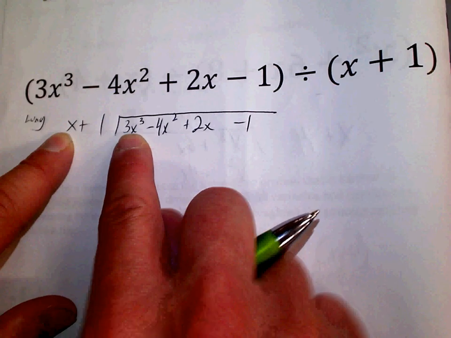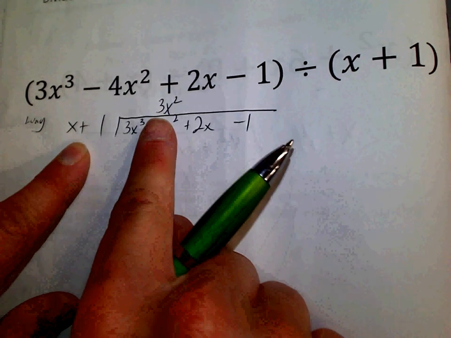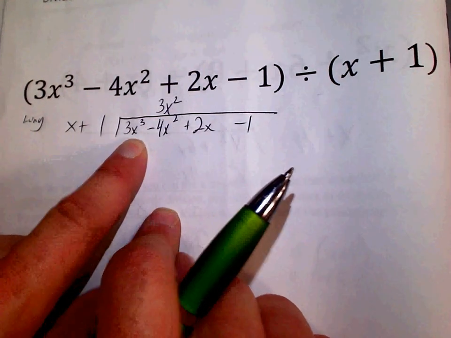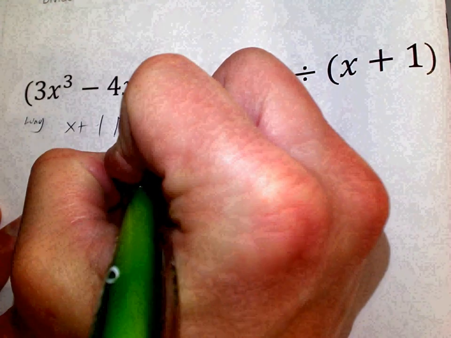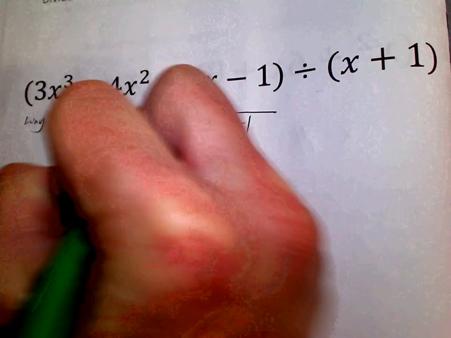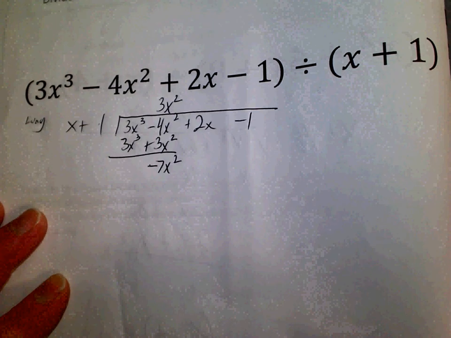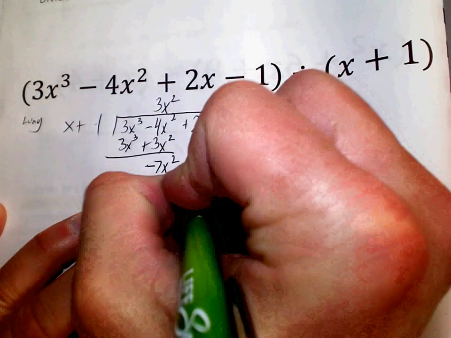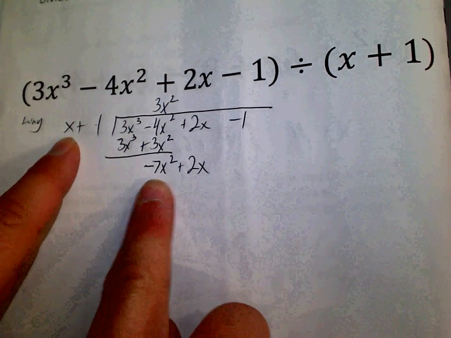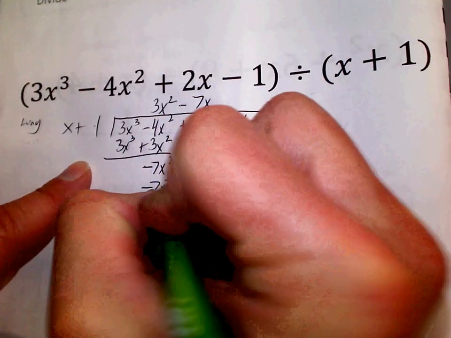There, 3 and 3x squared. If I took 3x squared times x, would I get 3x to the third? So let's multiply 3. That would be 3x to the third, then 3x squared times 1 would be 3x squared. Subtract. That would give me negative 7x squared, wouldn't it? Okay. Bring down the 2x. All right, x times what is negative 7x squared? Negative 7x. Very good. That'd be negative 7x squared and negative 7x.